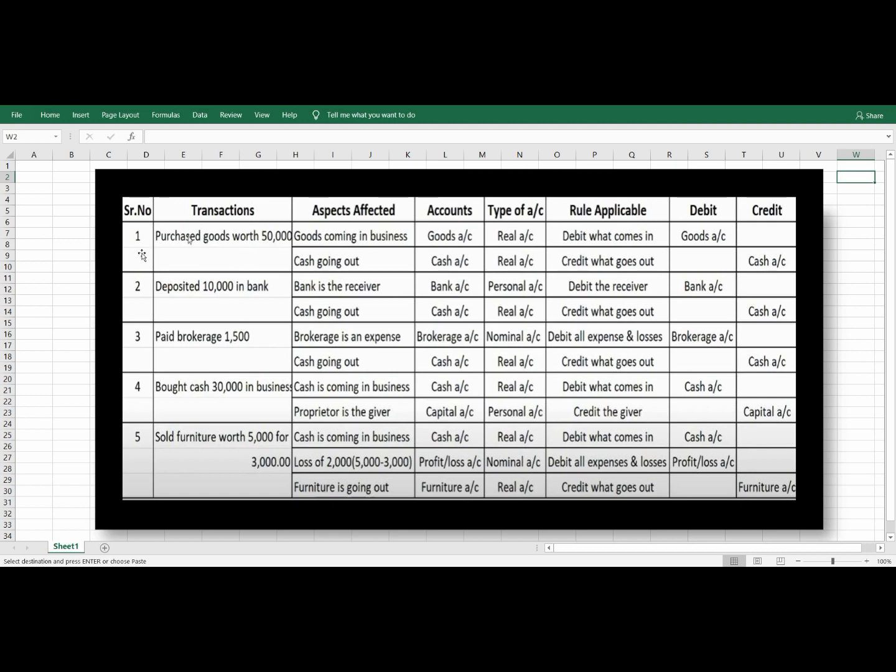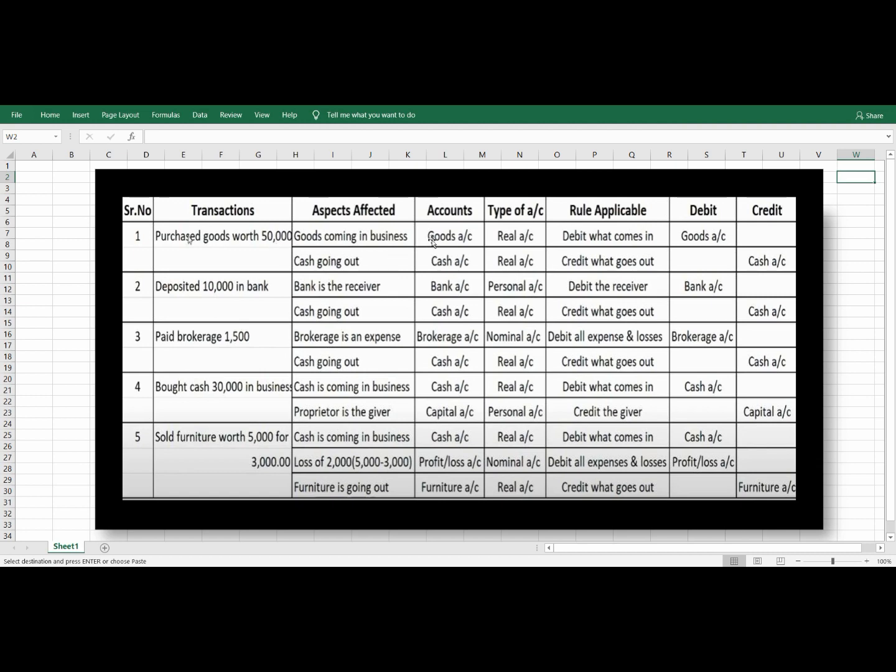So let's take the first transaction. The first transaction here is purchased goods worth rupees 50,000. Now, 50,000 is just a number given, so we will assume it as cash. We will not assume it as given by check until it is mentioned. So purchased goods worth 50,000 cash. Now the two aspects affected here are goods and cash.